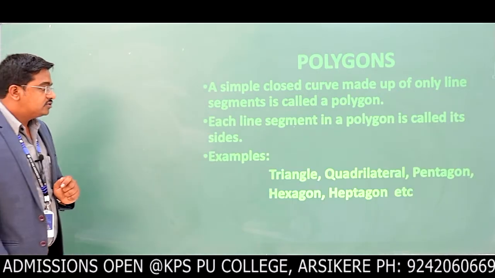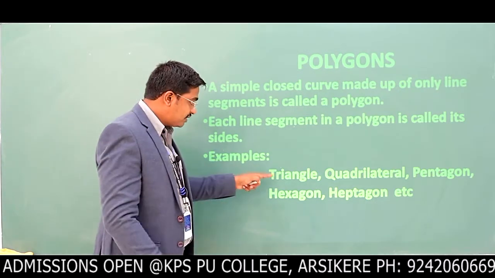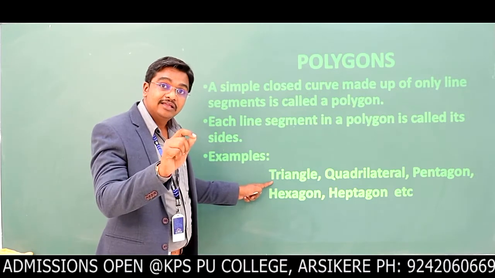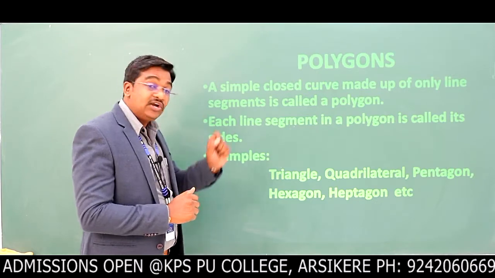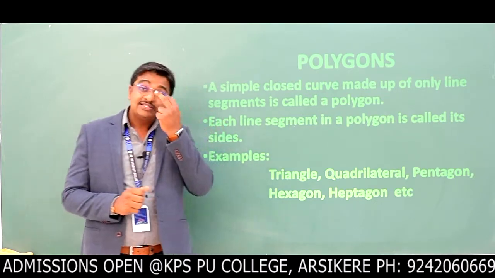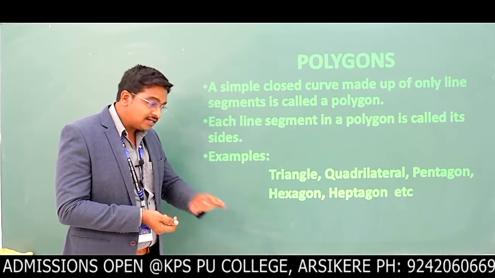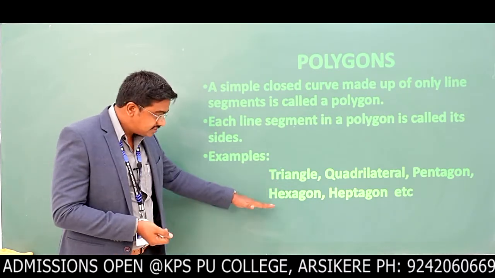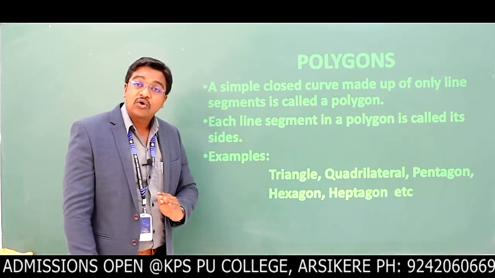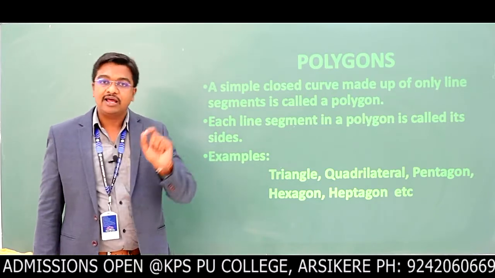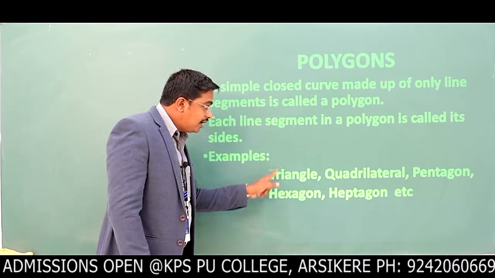Okay, so what is an example? Triangle comes on the basis of number of sides. These are examples. Triangle, tri means 3 sides. Quadrilateral 4 sides, pentagon 5 sides, hexagon 6 sides and heptagon 7 sides. If a polygon contains 7 sides, it's called heptagon, 6 sides hexagon, 5 sides pentagon, 4 sides quadrilateral and 3 sides triangle. In this class we are going to discuss about triangle and quadrilateral.